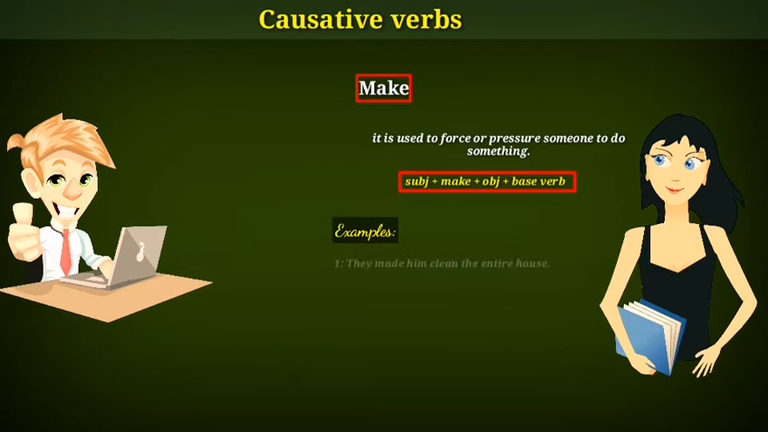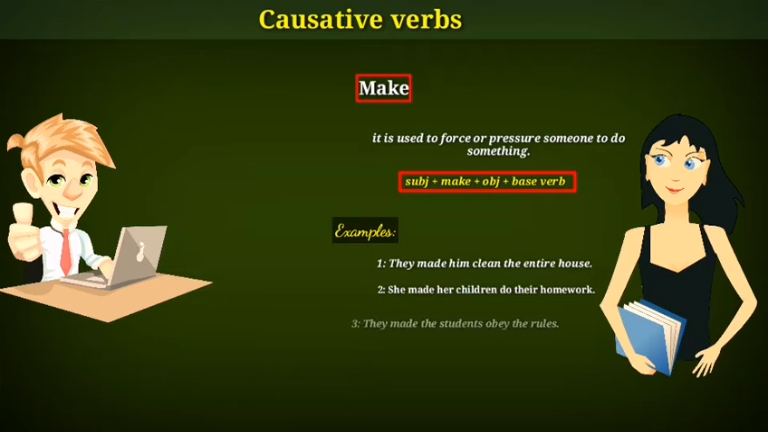For example, they made him clean the entire house. It means that they forced him to clean the entire house, and by force he cleaned the entire house. Look at another example. She made her children do their homework. Here it means her children were not doing their homework, but when she forced them, then they did their homework. Look at another example. They made students obey the rules. Here it means that the students were forced to follow the school's rules.